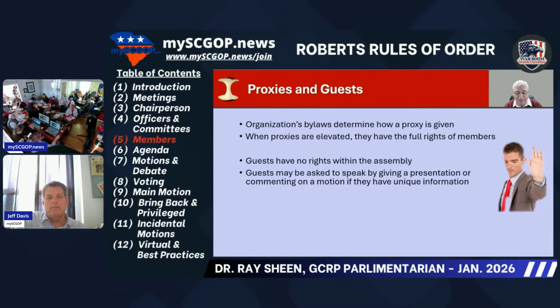When that is the case, a member of the assembly should make the chairman aware of the individual's expertise, and the chair will then determine whether they can speak. However, guests cannot make motions, second motions, or vote. They can only provide facts and expert opinion on a topic.